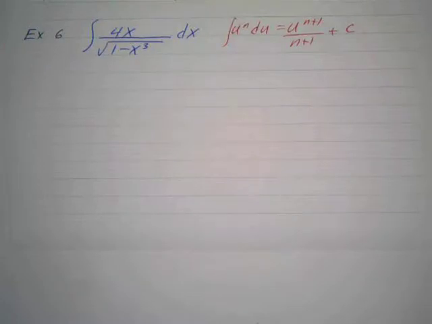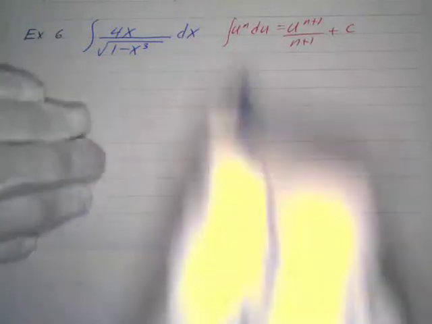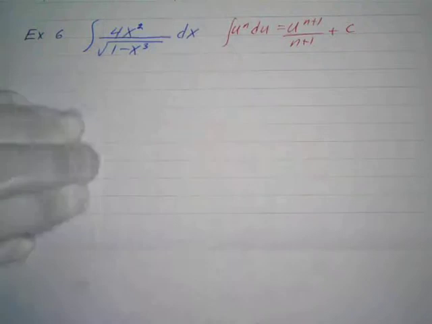Some more u-substitution examples. This is the antiderivative of 4x divided by the square root of 1 minus x to the third. Oops, I rewrote it, I made an error. It should be 4x squared. All right, 4x squared. So remember, we want to get this in the form of u to the n du.